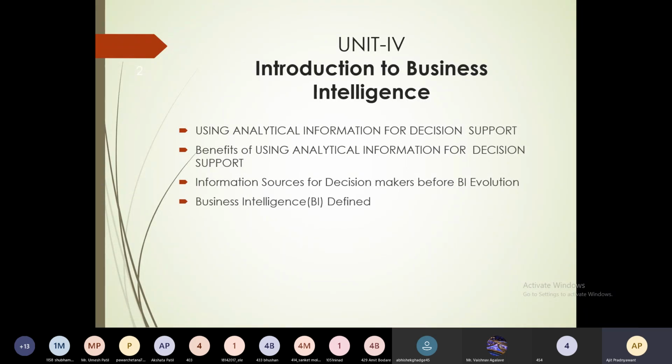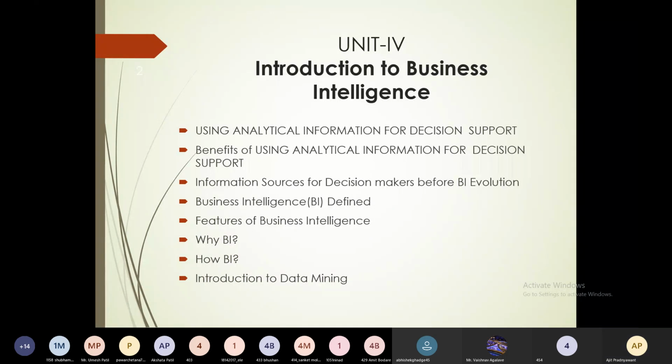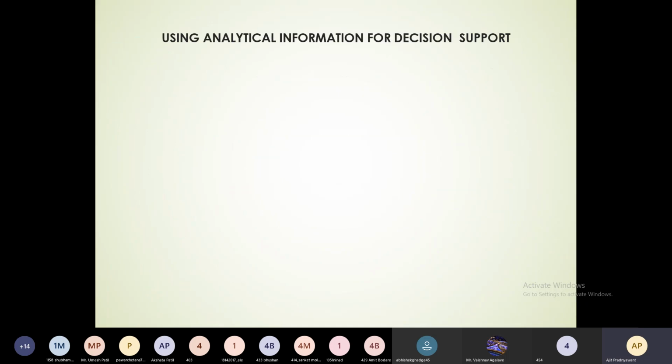And then we are going to define business intelligence along with the features of business intelligence. And then we will see why we go for business intelligence and how we go for business intelligence. And these are the terms we should be aware of. First one is data mining, and next one is business analytics, that we are going to see in today's session. Now let's begin with using analytical information for decision support.